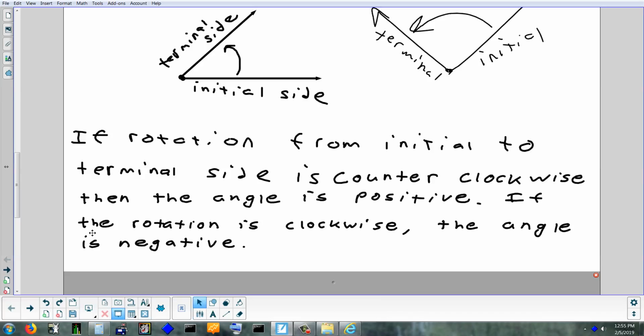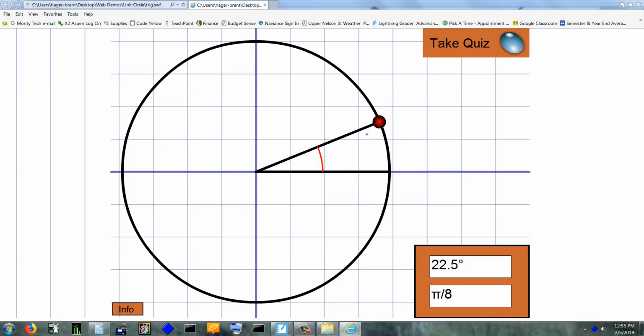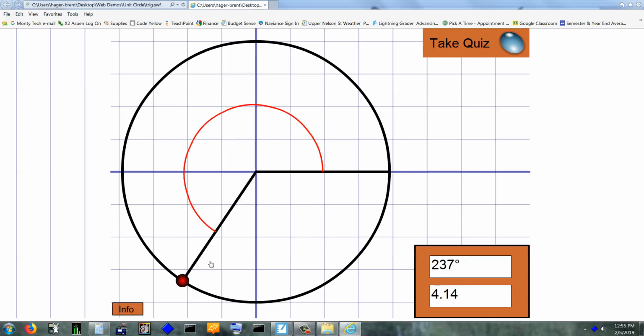Okay, so what I have here is basically a program where I can move the terminal side. I can't move the initial. That's always going to be right on the positive x-axis. But if I go counterclockwise, like I am now, I'm making a positive angle. It's measuring it in degrees at the top, and it's using a different number at the bottom. That's the other number we're going to study later.